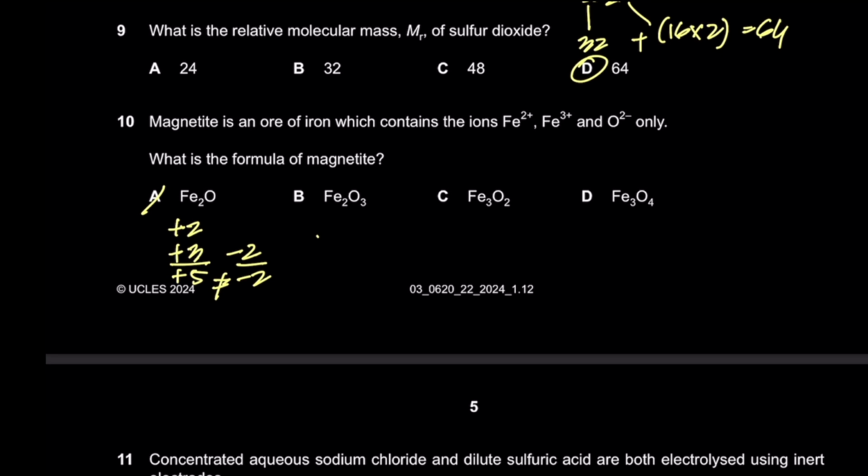If you check B out, you have +2, +3, and oxygens are 3. So you have 3 times -2, right? So here that's -6. So +5 does not need a -6 charge. It needs a -5 charge. So B is also wrong, right?